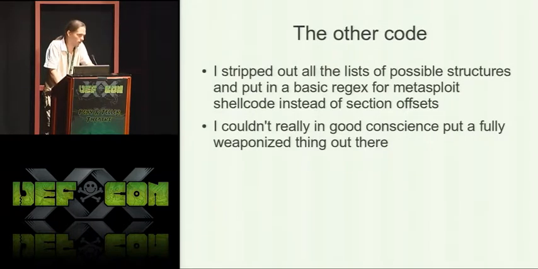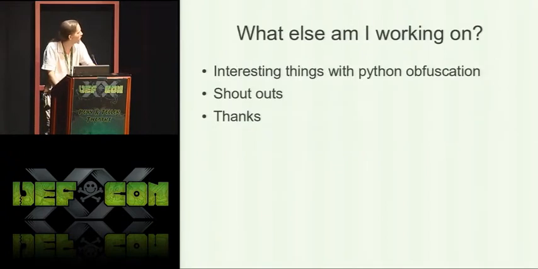The other code that I'm just giving away is an encoder thing that I put together a while ago for obfuscating C binaries. I had a bunch of people want a copy of it, so I'm giving it away. I had to strip out some things. I couldn't really, in good conscience, put a fully weaponized thing out there, so I did strip out some of the lists that it needs to operate, so you just have to populate those lists with assembly structures you're choosing.